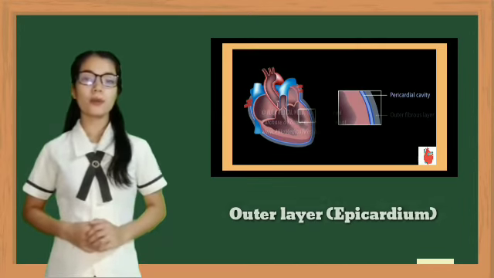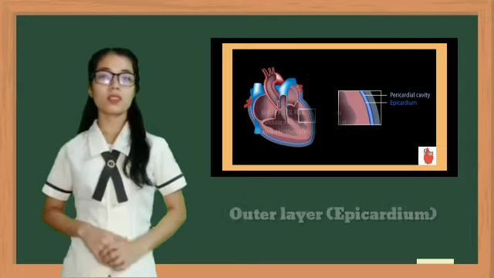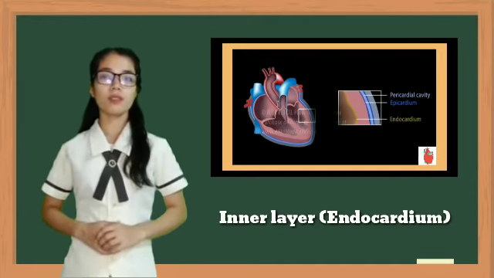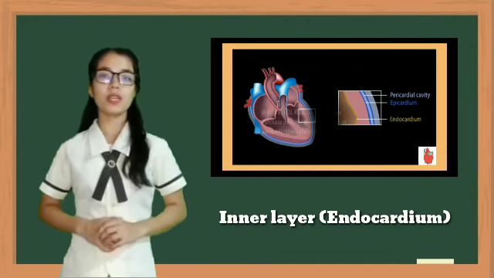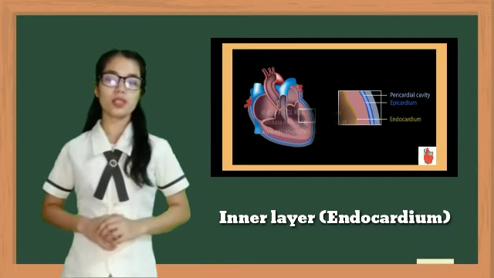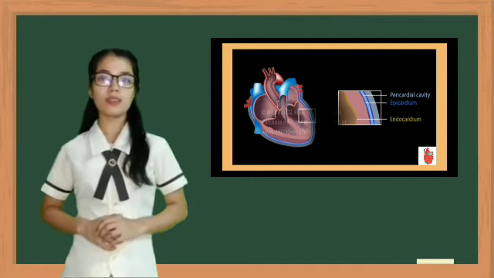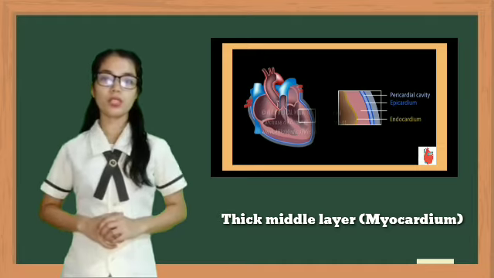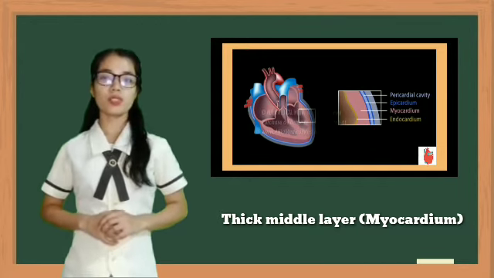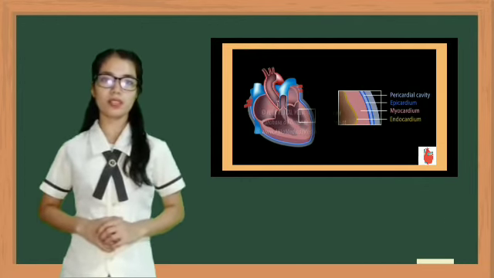The outer layer, epicardium, lines the pericardial cavity. The inner layer, endocardium, lines the heart chambers and valves, and is continuous with the endothelium of blood vessels. And the thick middle layer, myocardium, is the muscle tissue responsible for the beating of the heart.